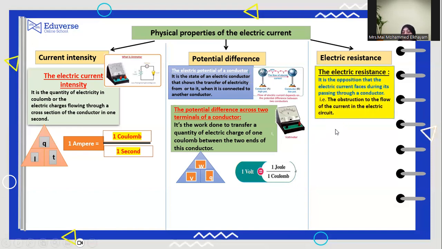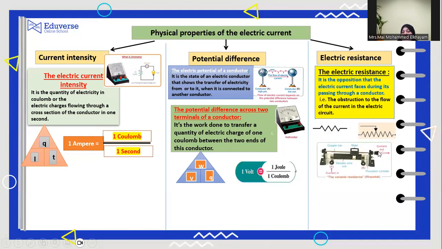Okay, electric resistance. Electric resistance means someone is in front of you or is opposite to you. So it is the opposition that the electric current faces during its passing through a conductor, which means the obstruction to the flow of the current in the electric circuit. Here I have two kinds of electric resistance. The fixed resistance, and this is its symbol, a zigzag line, or the variable resistance, and it has like what? An arrow over it. This represents the rheostat.